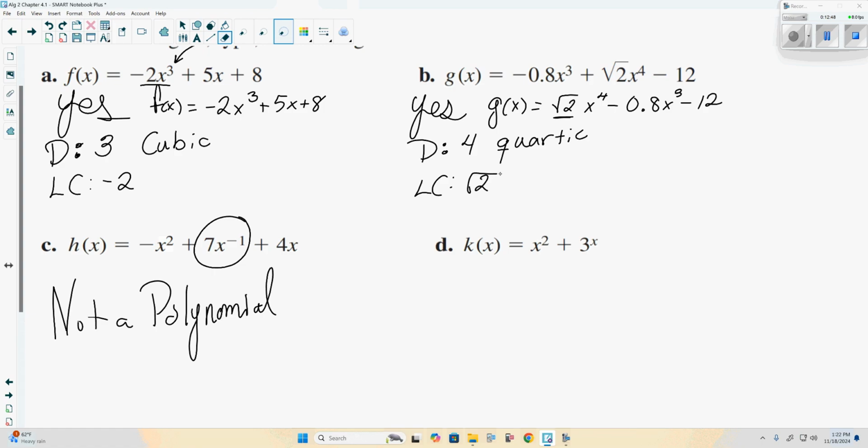Questions on the first 3 we've done so far? All right, let's look at the last one. X squared plus 3 to the x. Is this a polynomial function? No. Because we have 3 to the x. 3 to the x is our exponential functions. So no, it's not a polynomial function. Question on any of this so far?